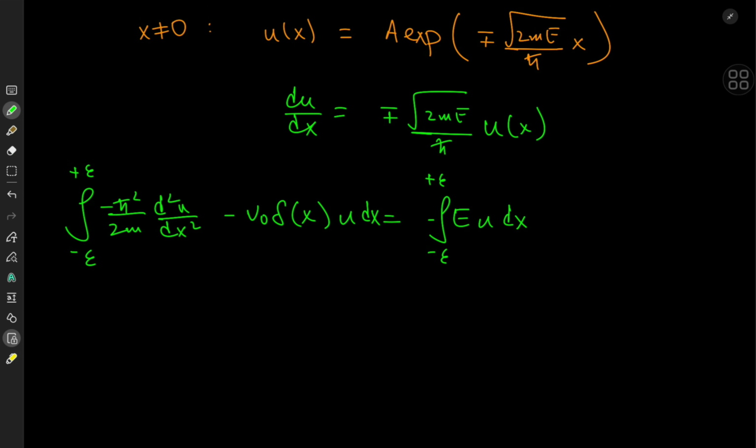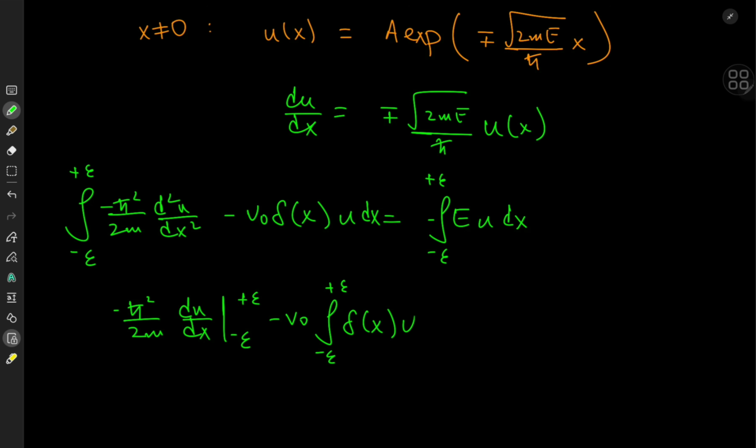Well, the integral of the second derivative is the first derivative, so let me just get that out of the way. We have negative h bar squared over 2m times du over dx, with the limits being negative and positive epsilon, minus v naught times the integral from negative to positive epsilon of the Dirac delta of x times u of x dx. And on the right, we have negative the integral from negative to positive epsilon of u of x dx.